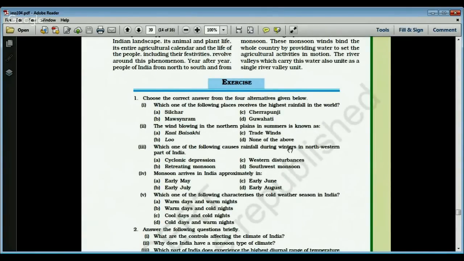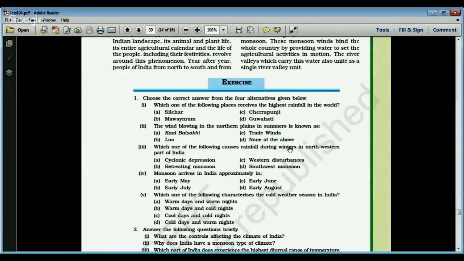The first question is, which one of the following places receives the highest rainfall in the world? It is Mawsynram, so the first is B. The wind blowing in the northern plain in the summer is known as the Loo. So the second is B. Then, which one of the following causes rainfall during winter in the northwestern part of India? It is western disturbances, which come from the Mediterranean region. We have already seen this, and these are very useful for the rabi crops, especially wheat. So the third would be C.